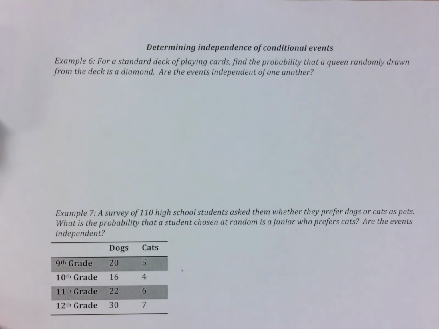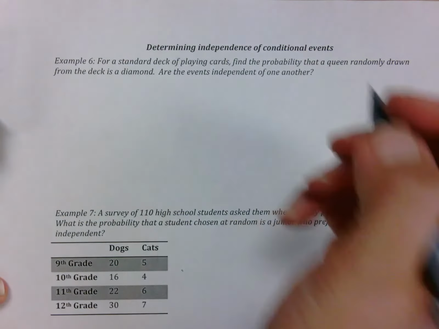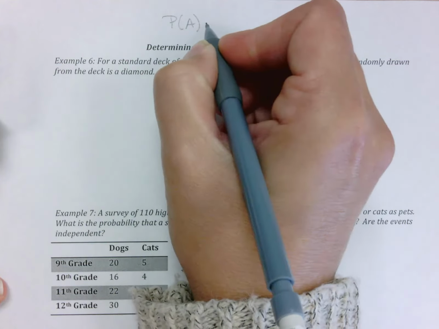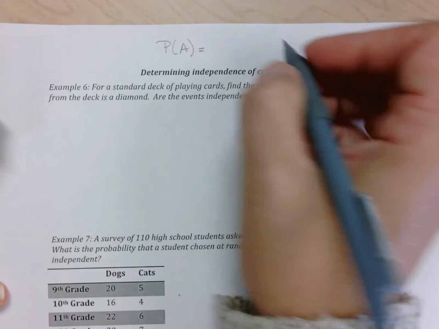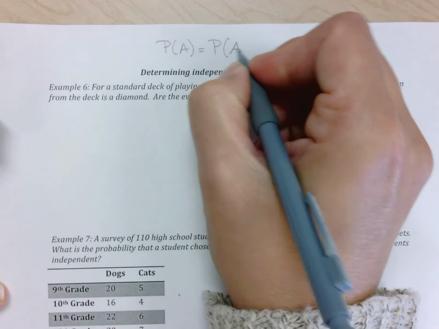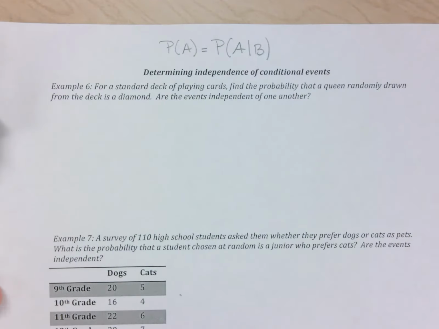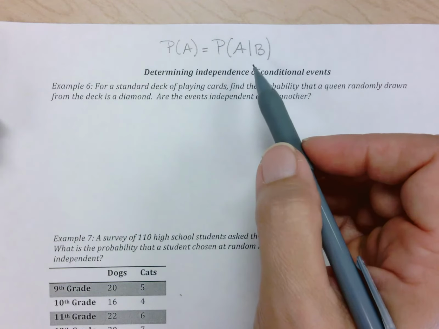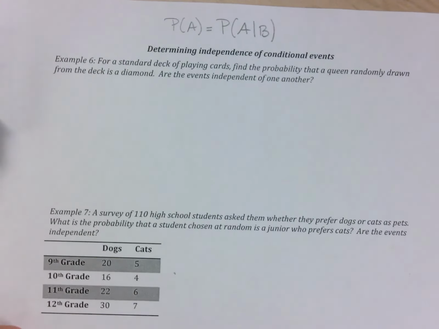Now in these last 2 problems, we're going to add something to them. We're going to add independence. We need to determine if events are independent of one another. And to determine independence, you take the probability of event A, and the probability of event A should be equal to the probability of event A given B. So we'll plug things into this formula after we plug it into the conditional probability formula.